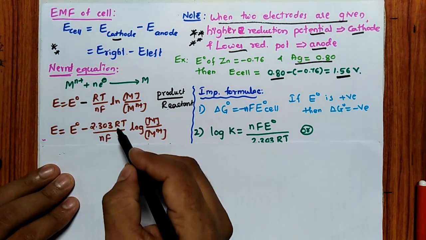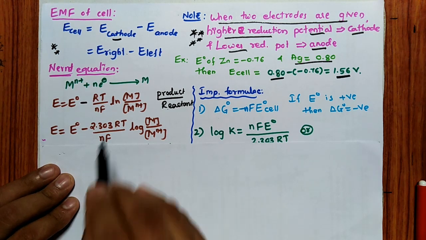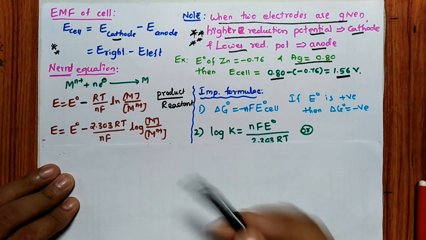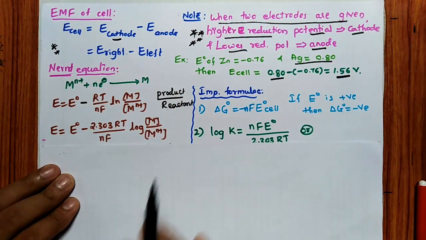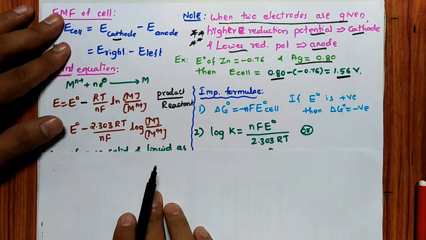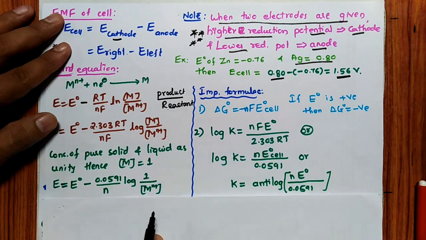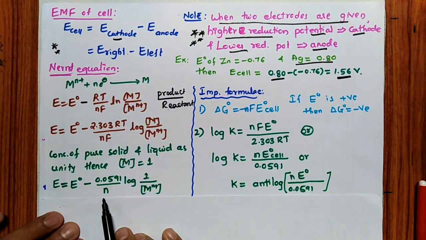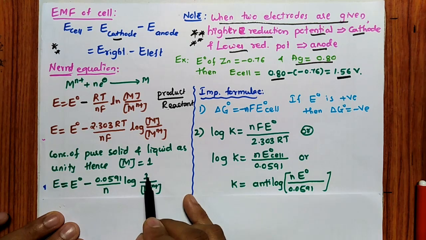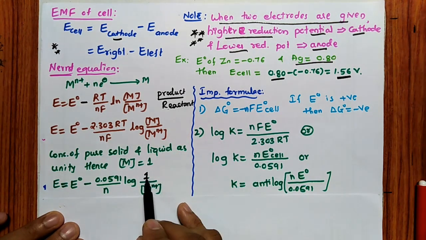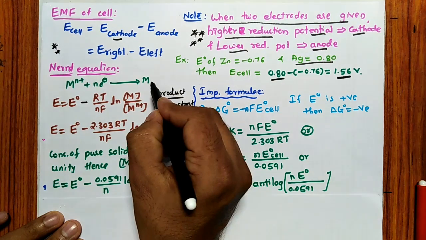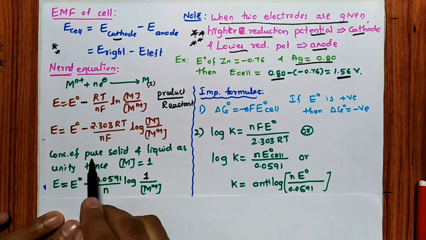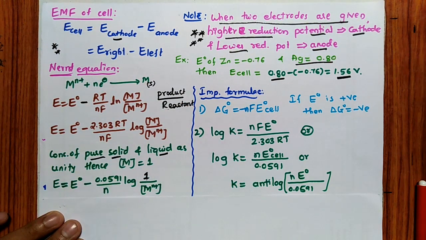Now what we will do, R value, gas constant 8.314, we will put. T value 273 Kelvin we will put. F value is 96,500. After putting all those values, you are going to get the answer as, remember, 0.0591 divided by n. Why have I taken 1 in the product? Because whenever it is a pure solid, correct? Whenever it is pure solid or liquid, this chemical equilibrium you have to remember once. So whenever it is pure solid or liquid, we will always consider the concentration of M as unity.